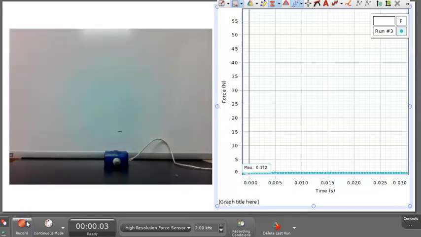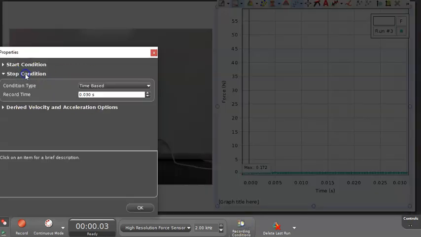All right. Now it looks like we didn't get any data. But what I'm going to do is repeat this, but I'm going to change the stop condition from 3/100ths of a second to 1/10 of a second.